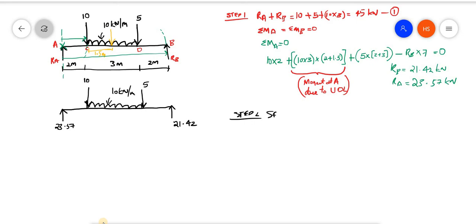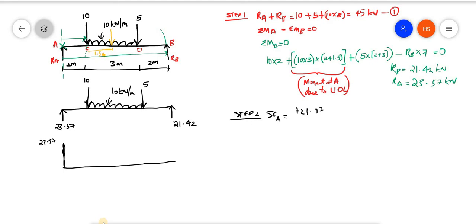So either you can write the shear forces, or you can first of all start drawing. First one, shear force at A, it is positive only, plus 23.57. So just start from here. Since it is upward, you can just draw a line, that is 23.57.